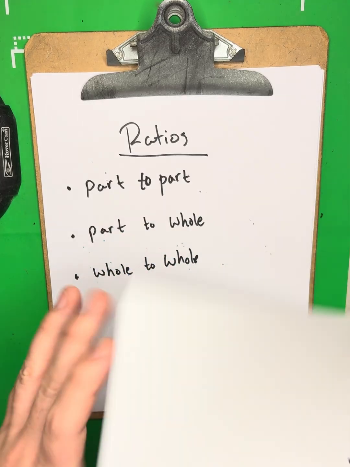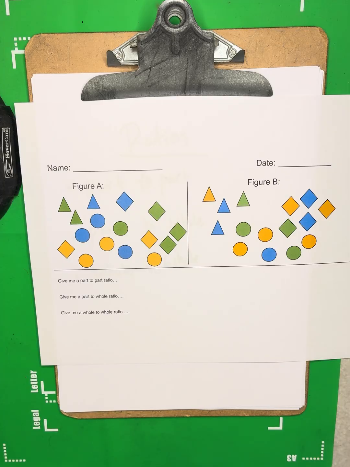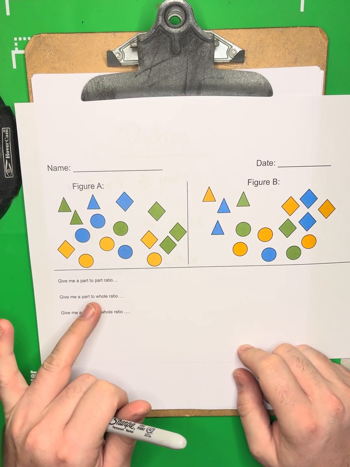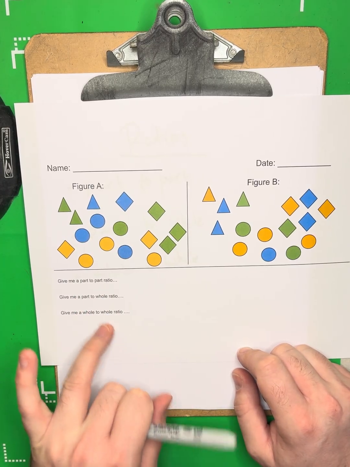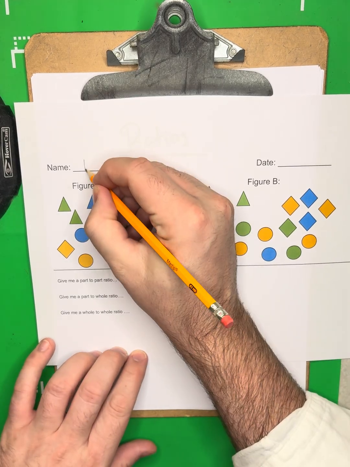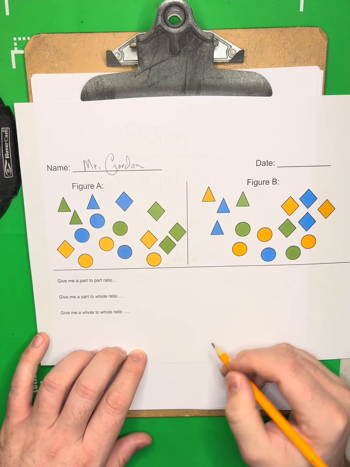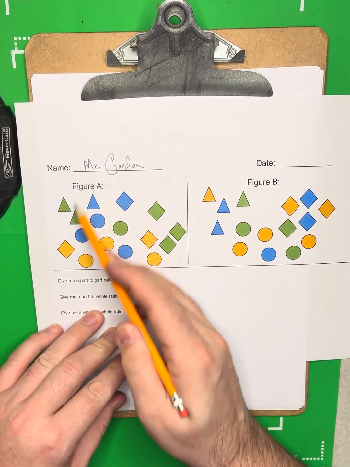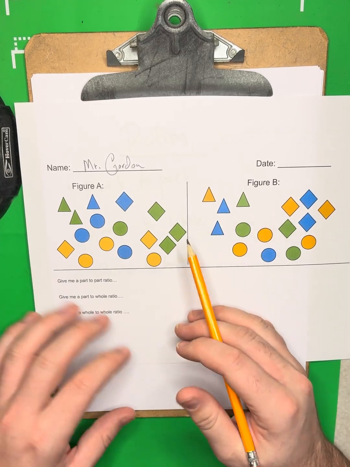So looking at this picture right here, we have figure A and figure B. So my 3 questions are: give me a part to part ratio, a part to whole ratio, and then a whole to whole ratio. So if I say give me a part to part, let's look at this figure A, just one side of this picture.